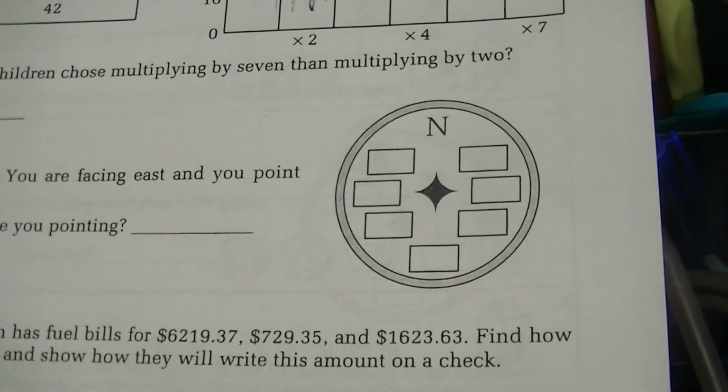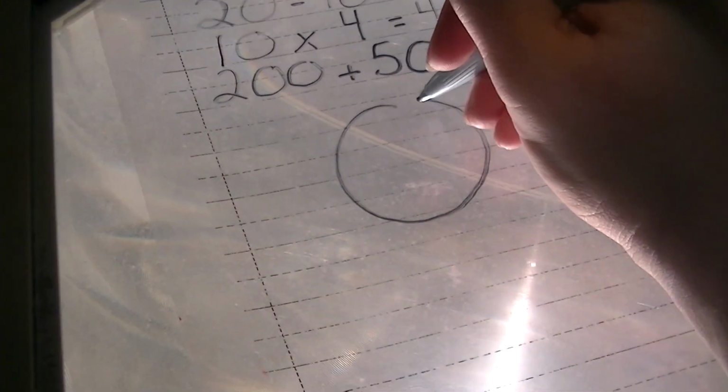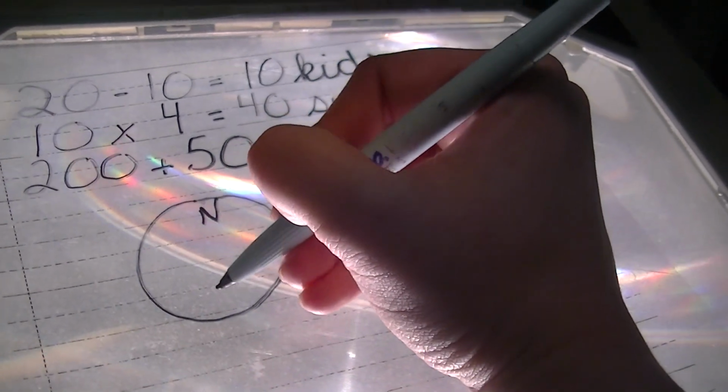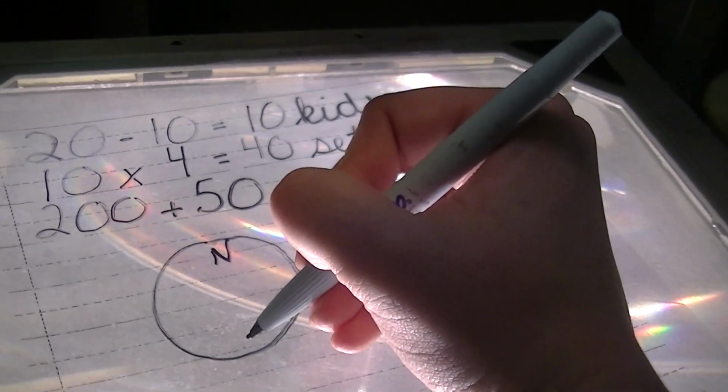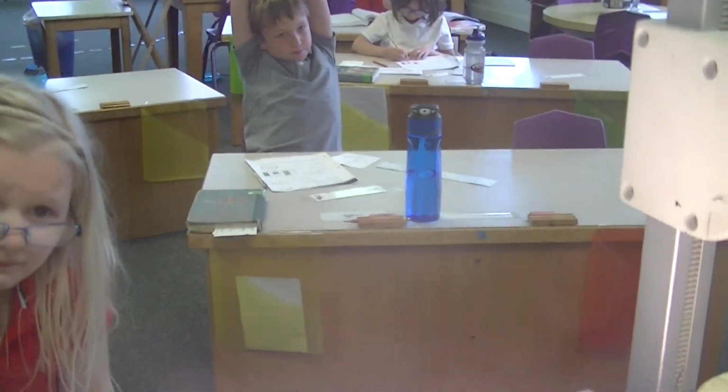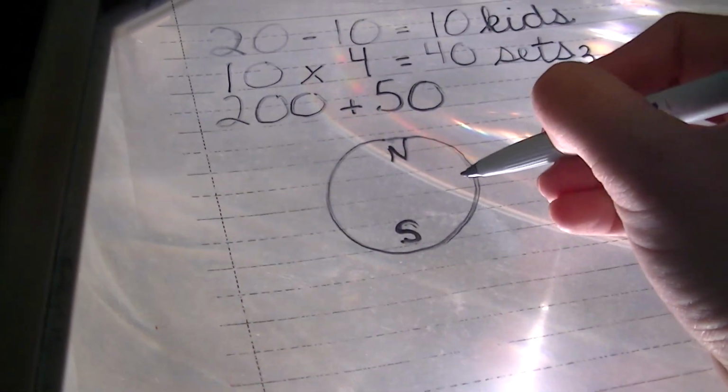Okay. Now here we have a compass. We're going to fill it in. I'm going to draw a compass up here, parents, so everyone can see. What direction goes right at the top of my compass? It's already written there for you. It's labeled. North. Jackson, really loud. North. North is already written. What direction is exactly opposite of north? Ben? South.